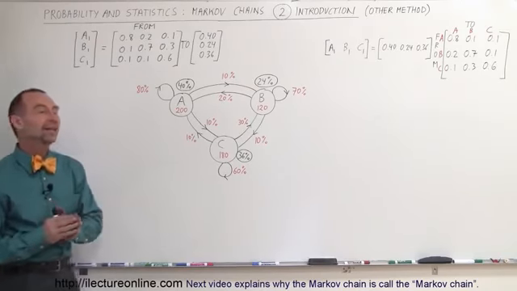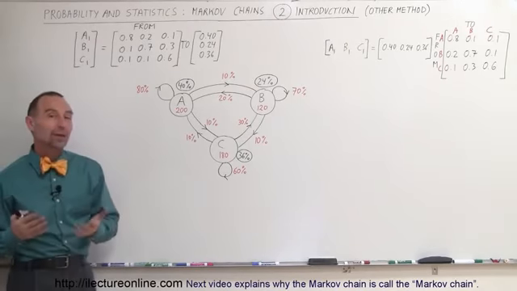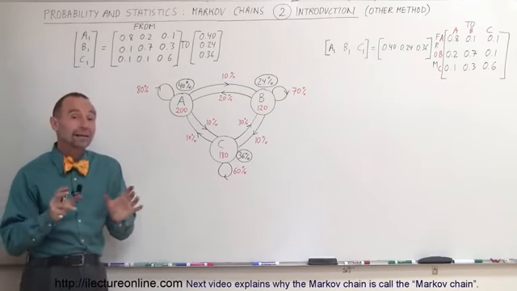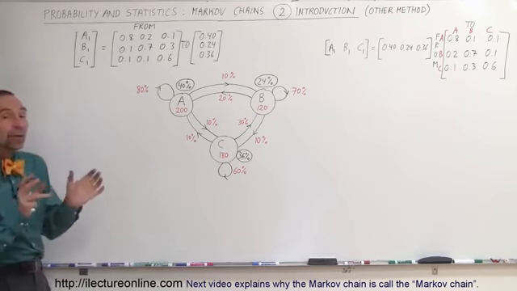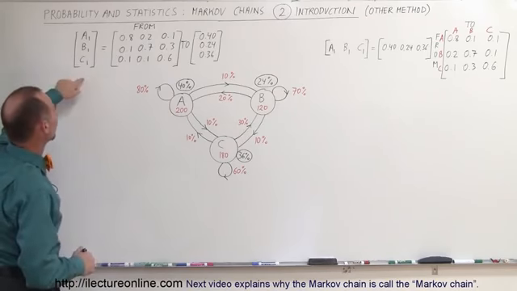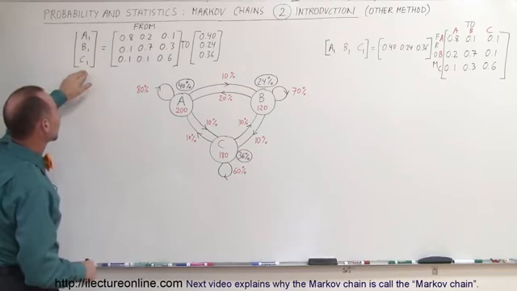Welcome to Lecture Online, and here we're going to do the same exact problem as we did in the first example, but now we're going to do it with what we would call maybe a different method, because some texts rearrange the way they calculate Markov chains, and they rearrange the matrices. So here you can see this is the way we showed it the first time. This is what we call the future method or the predicted method.